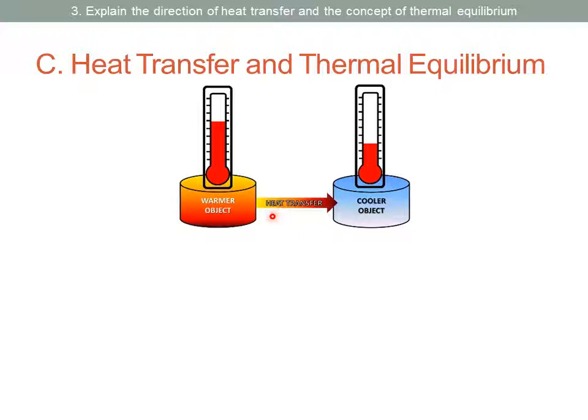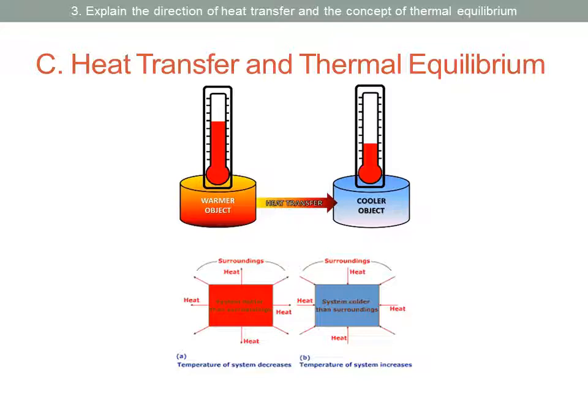Notice they don't actually have to be in contact. This would be like if you took your hand and stuck it next to a really hot metal bar. You don't have to actually touch the bar to feel that it's hot. You can feel the heat being transferred to your hand simply by sticking it close to the bar. And if you leave it there for long enough, your hand will eventually be the same temperature as the bar, as that bar is going to cool until it gets to room temperature, just like your hand would.